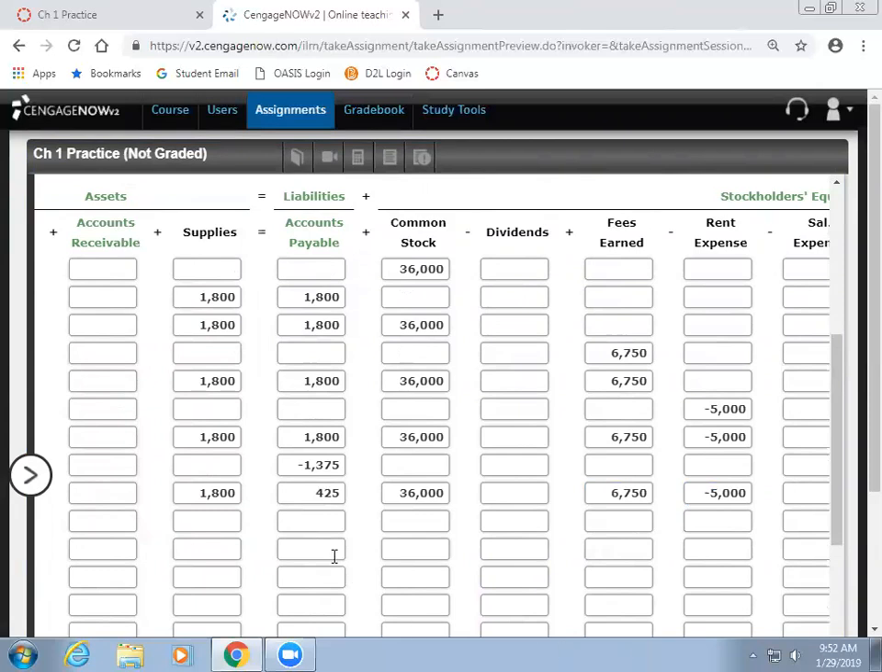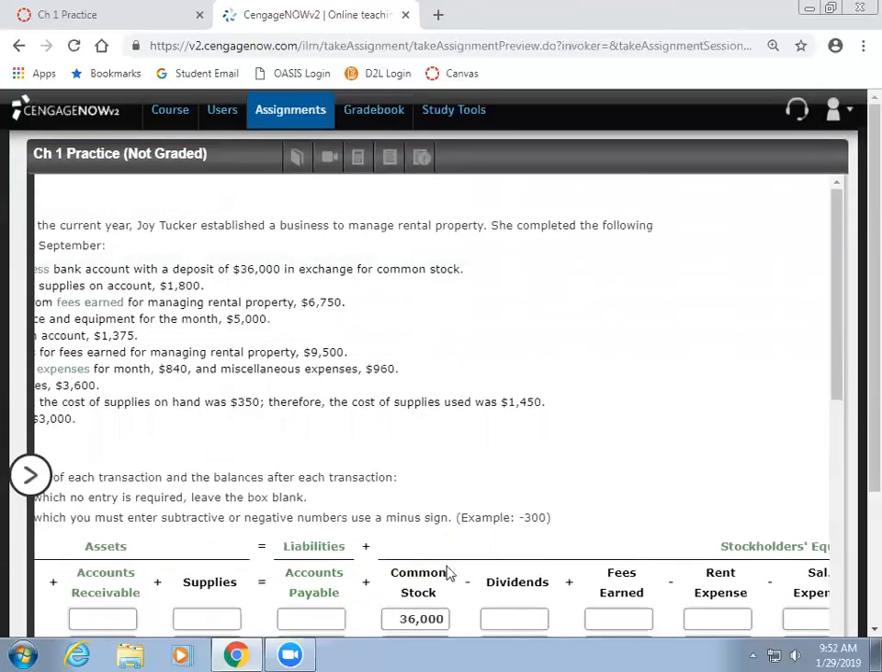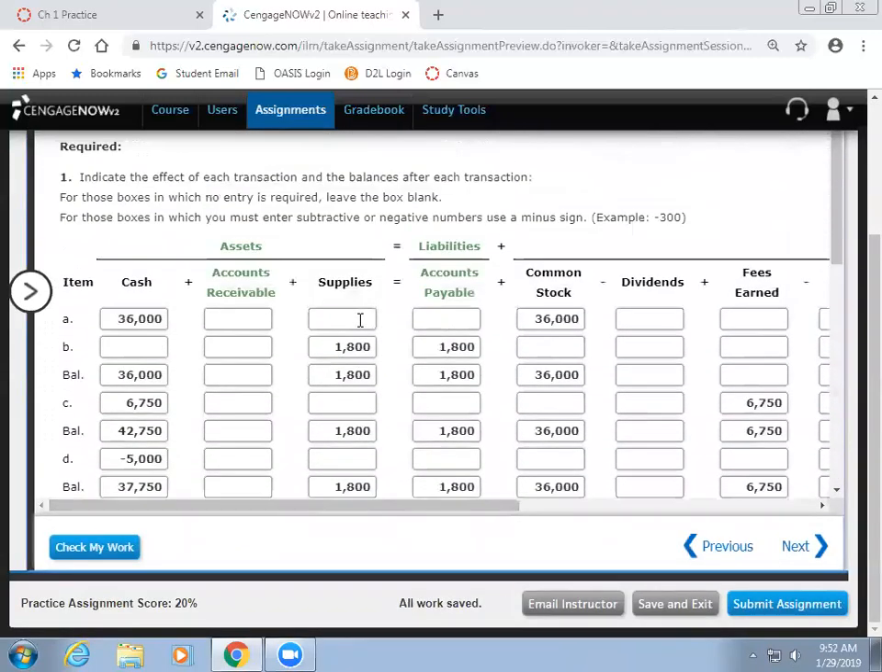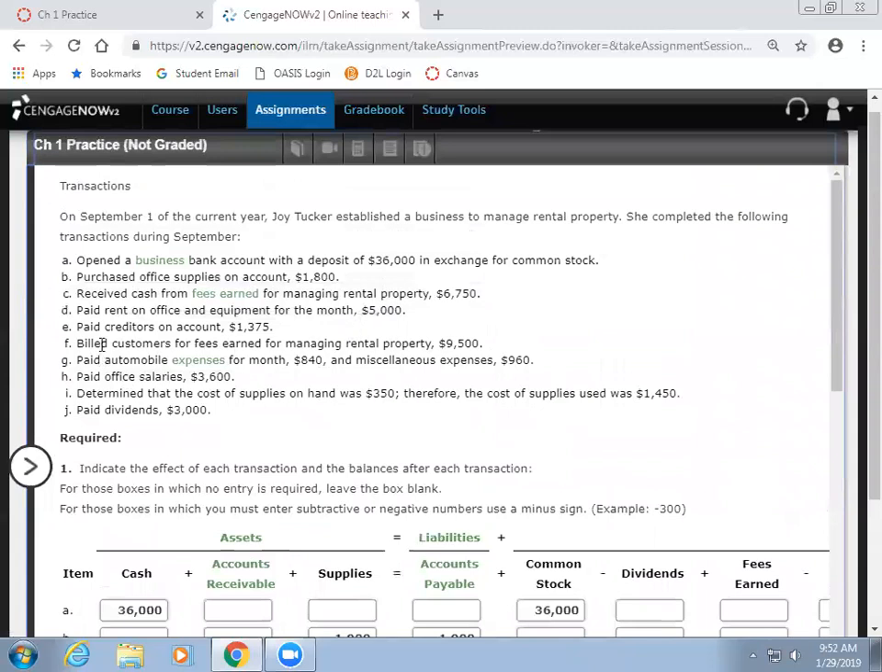Okay, let's see. We are on, just scroll back over, lost my scroll bar. There it goes. Okay. So we are on F. We billed customers for fees earned for managing rental property of $9,500. So what happened there? What accounts are affected if we billed clients for fees earned? Accounts receivable and fees earned.